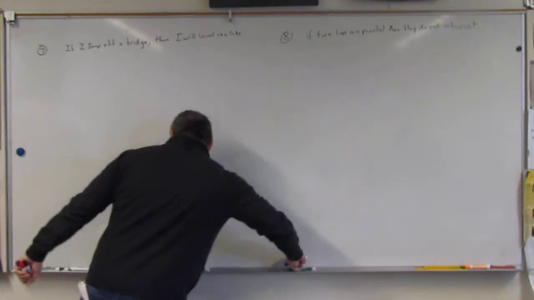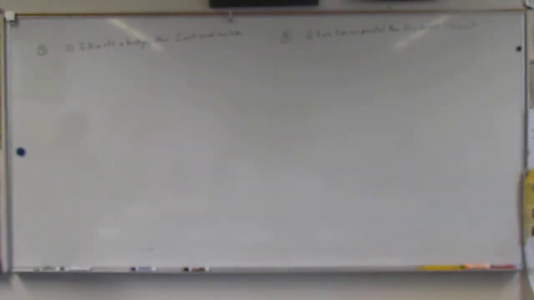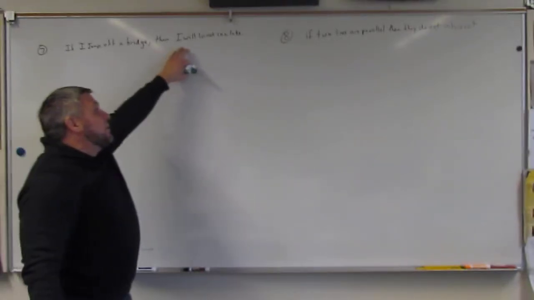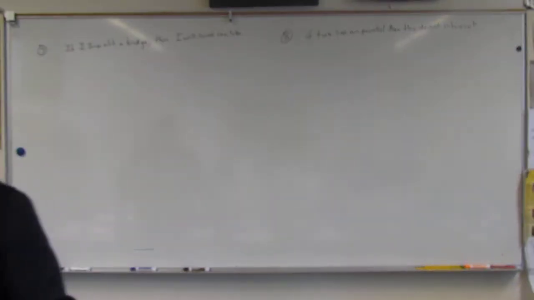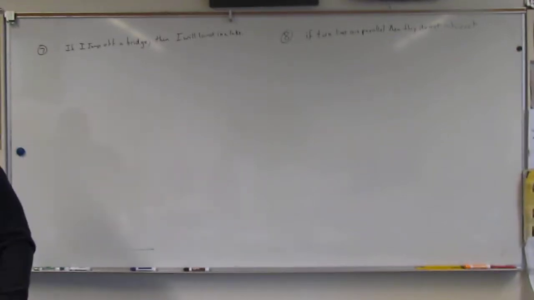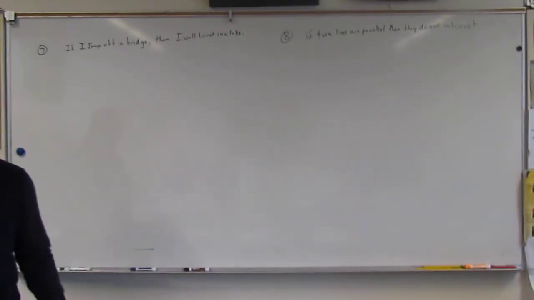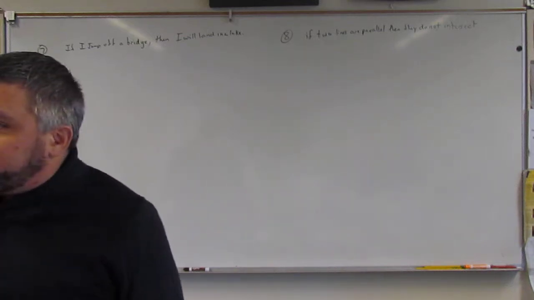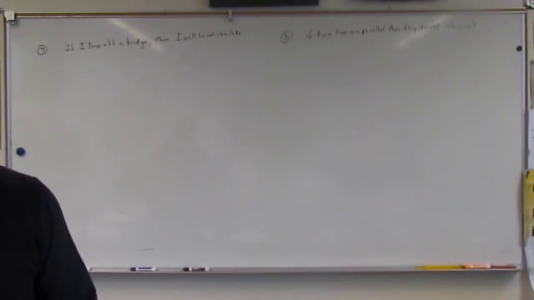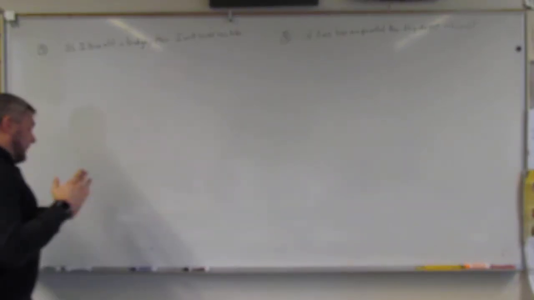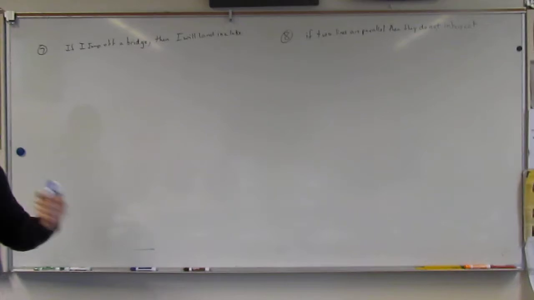Okay, problem number 7 and 8. We have, if I jump off a bridge, then I will land in a lake. We need to tell what the hypothesis is, what the conclusion is, and we need to put it in logic symbols, or symbolic logic. I need to know the counter example if it's false. So, first step, translate it into symbolic logic.